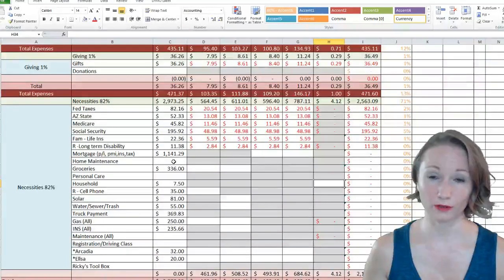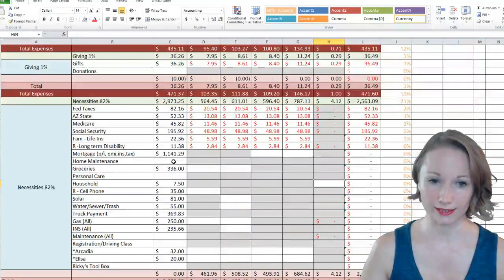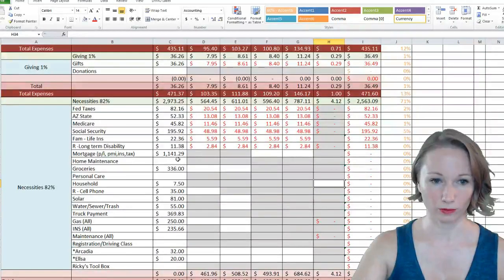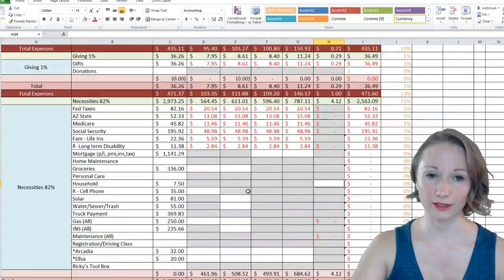So it's $1,141.29. We usually pay for that out of these last two paychecks, so we'll come to that. So groceries, we do $336 for a month. That's if we have 4 Fridays in the month. Basically we're doing about $84 a week.